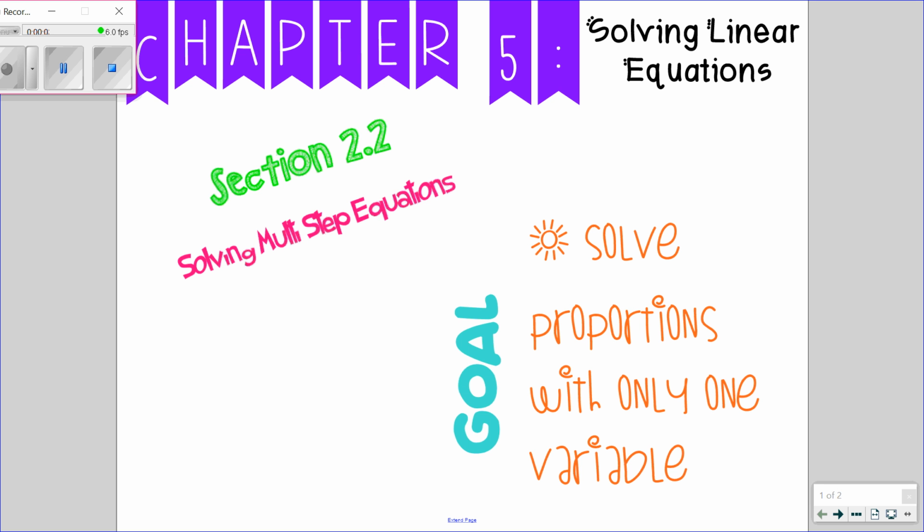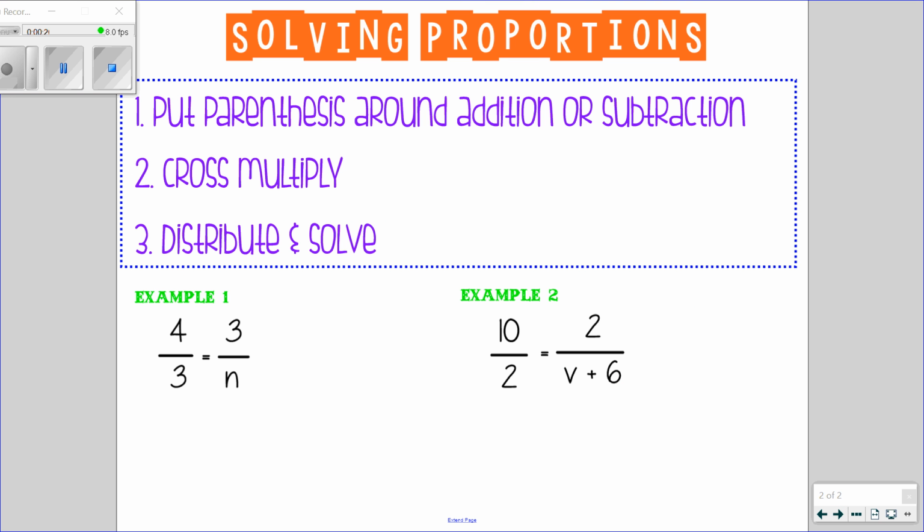Okay, welcome to day 3 of section 2.2. We're still solving multi-step equations, but today we're going to solve proportions. And there's only going to be one variable, so that's nice. One thing to know about when we're solving proportions is sometimes we don't end up with whole numbers, which is totally okay because fractions are actually easier than whole numbers, and I'll show you why.